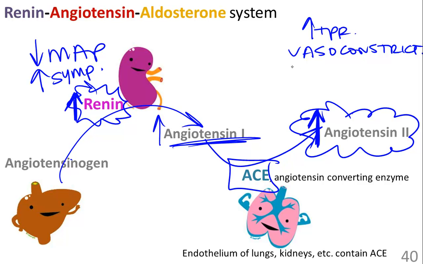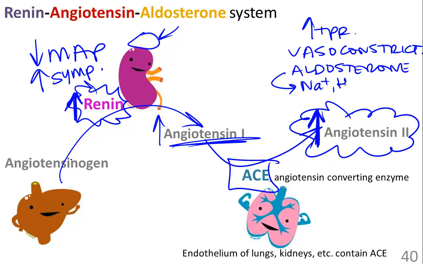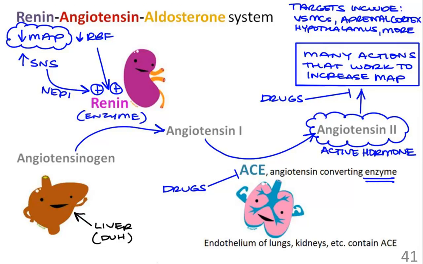You also might remember that Ang2 can stimulate aldosterone secretion from the adrenal gland. So we can draw the little adrenal gland up here. And aldosterone is then going to affect sodium and water retention and help increase our blood volume. And again, that takes a little more time, but that increased blood volume is going to help basically contribute to your blood pressure as well.